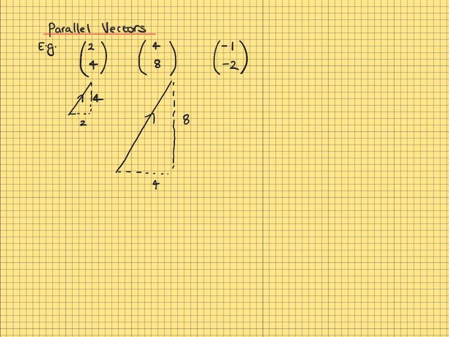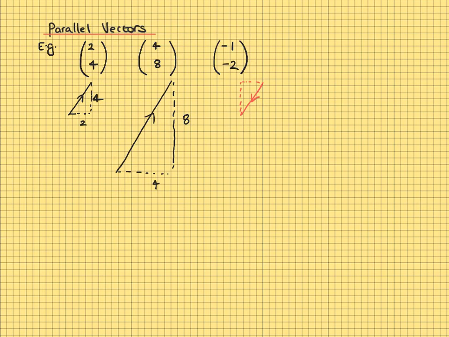Now, this last vector represents a movement of 1 unit to the left and 2 units down. So it looks like that, but it's still parallel to the others. It still has a gradient of 2. It's just travelling in the opposite direction.